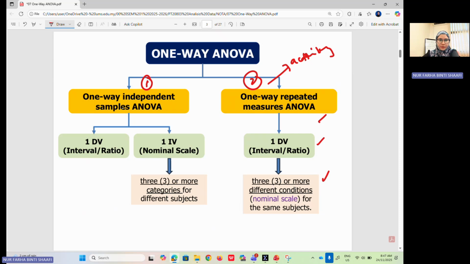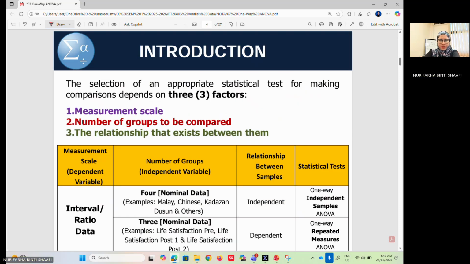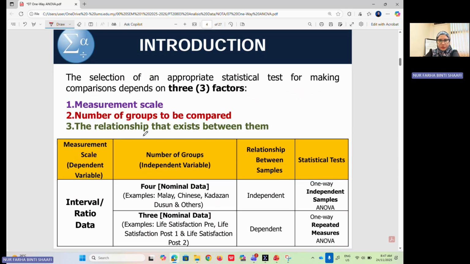For the first one here, one-way ANOVA, just like I said to you, you have one DV, one IV, and your IV should have three or more groups or categories. Then you can use one-way ANOVA. Nothing special here, just a recap of what I told you previously. So we're still under the introduction here.